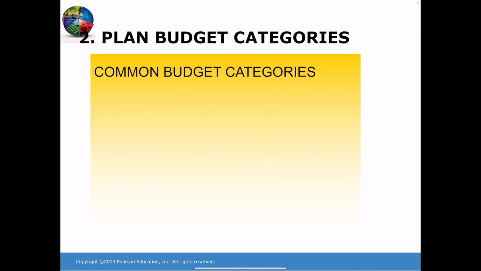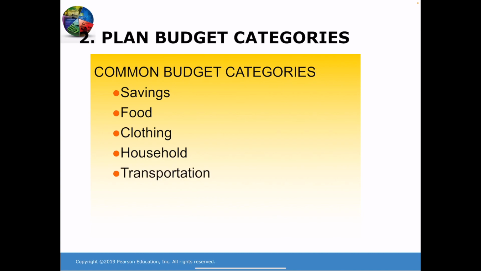Plan budget categories, some common categories that a lot of people use, and again, you can set up your own, but some real common ones are savings, food, clothing, household, transportation, which includes your auto payments, insurance, operating costs, maintenance, and so forth. Whereas your household would also be like your property tax, your insurance, your utilities, and so forth. Health and personal care could be like medical and dental expenses, medication, eyeglasses, health insurance, personal care costs.